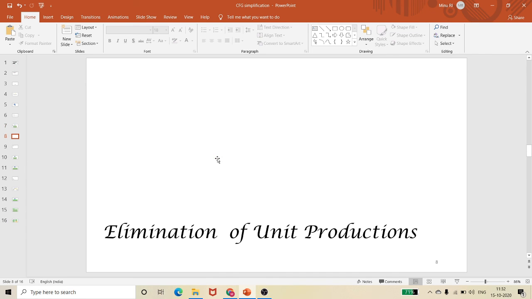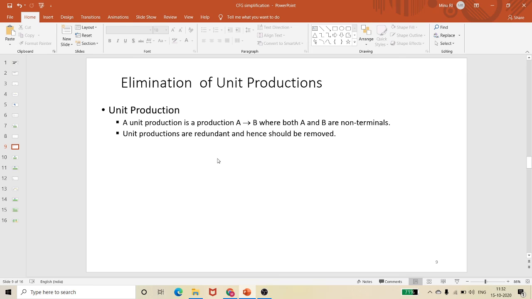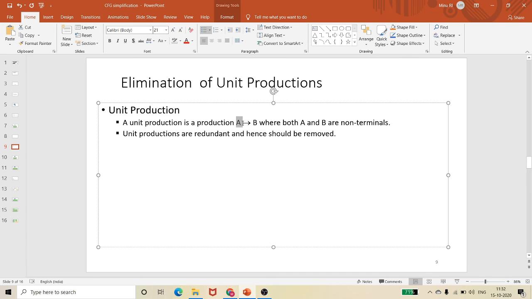The next concept is elimination of unit production. The elimination of unit production is actually quite simple. What is said to be a unit production is that if a non-terminal gives another single non-terminal, that is, a capital letter gives a capital letter, for those who don't understand what a non-terminal is, only that kind of production is said to be a unit production.